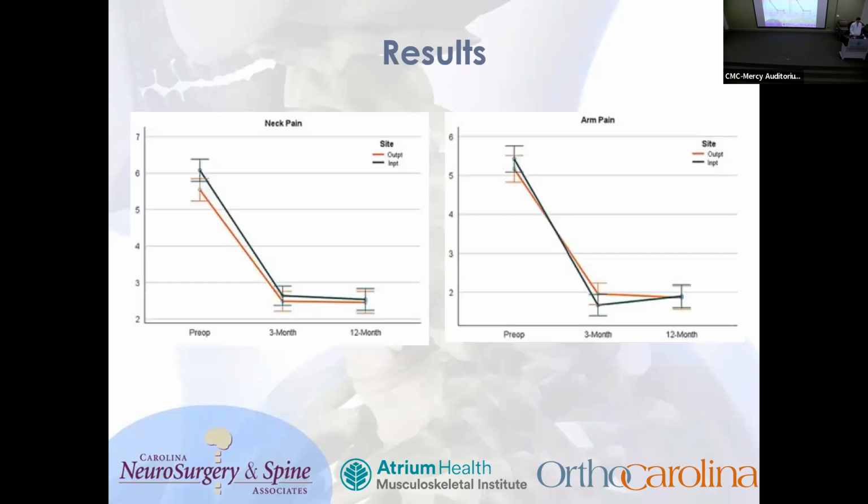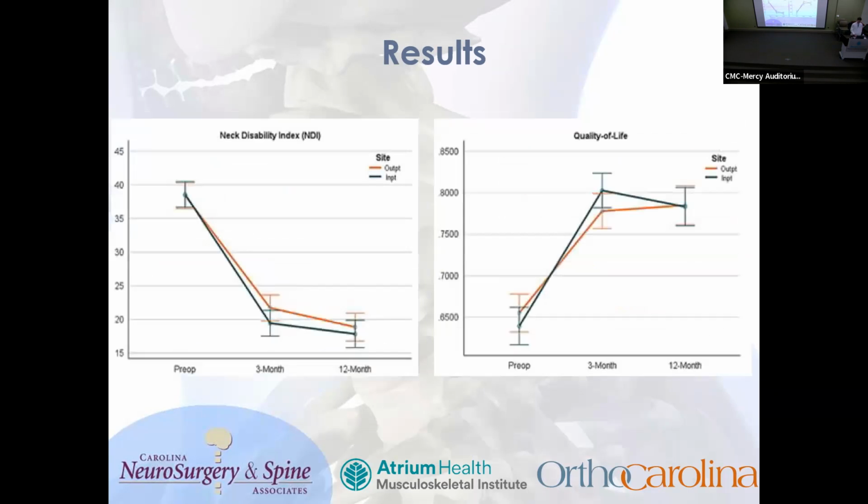As far as outcomes, these are graphs showing neck pain and arm pain at pre-op, 3 months and 12 months post-op. So there were significant improvements from pre-op to 3 months that were sustained at 12 months, and no significant differences between the two cohorts. Similar story for neck disability index and quality of life. So significant improvements that were sustained at 1 year, with no significant differences between the hospital or ASC setting.